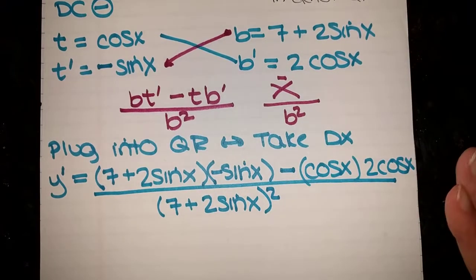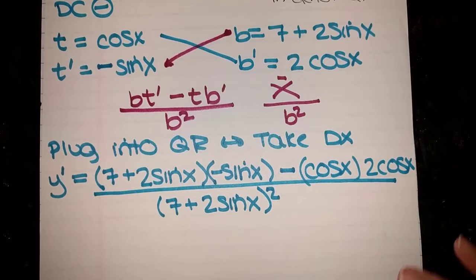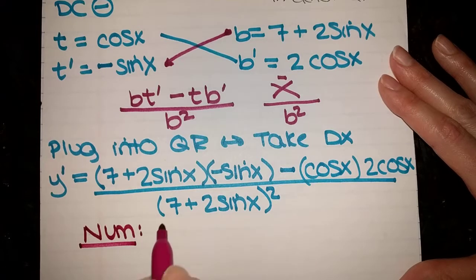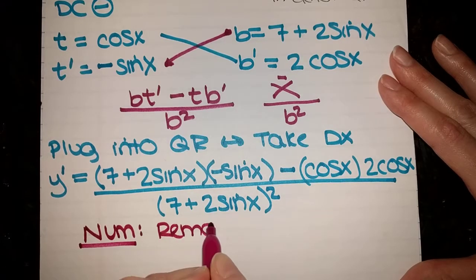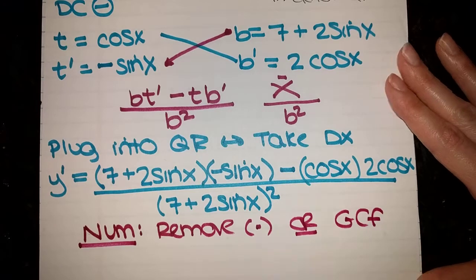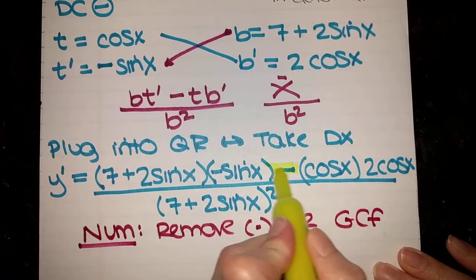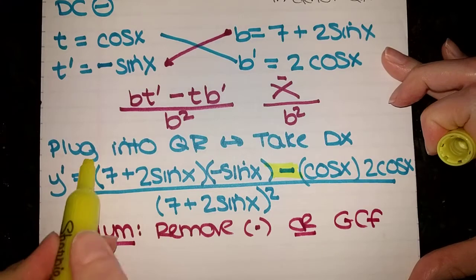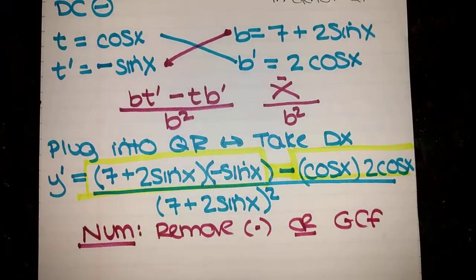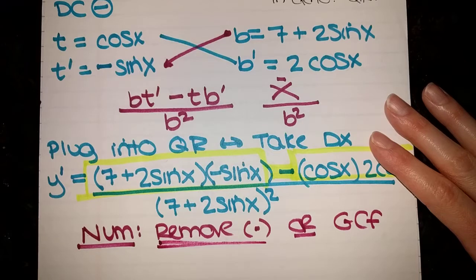All right, so now comes the fun part of trying to simplify this. So for the quotient rule, you focus in on the numerator only, and you are either going to remove parentheses or factor out a GCF. Now in this particular situation, if you look before and after the minus sign, that creates your two boxes here. So this is one box, this is the other box, and there isn't a GCF there for you to factor out. So that means that we have to focus on removing our parentheses.